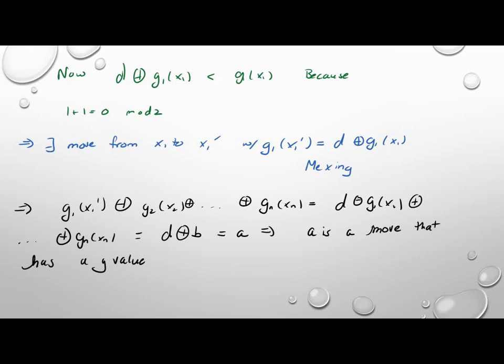Well, that means that if I take that vertex instead of the other vertex and I nim sum them up, that's the same thing as nim summing g1 x1 all the way up to the end as well. And that's nim summing b. But that's what I defined A to be, so A is a move that has a G value. And that's what I wanted to show, that it was attaining a G value beforehand. So if A is smaller than B, then it must have been one of the followers' G values.